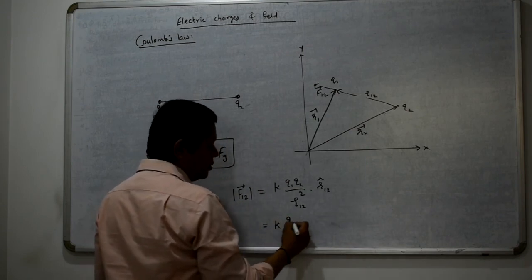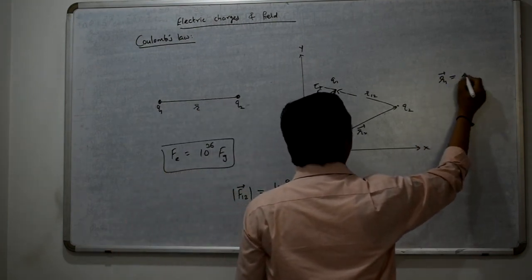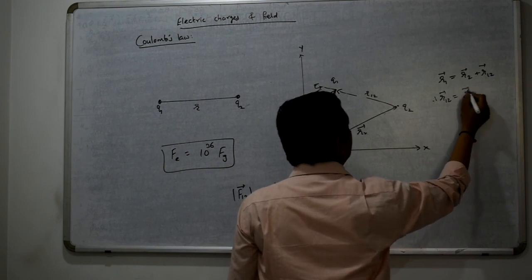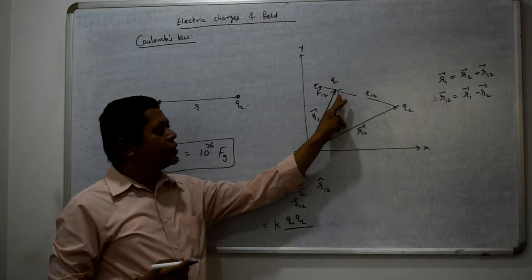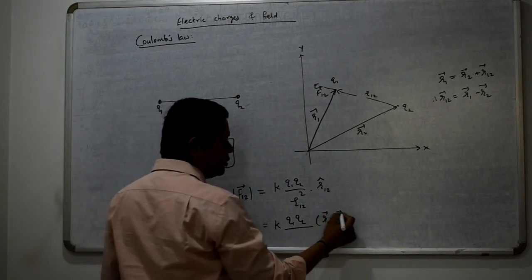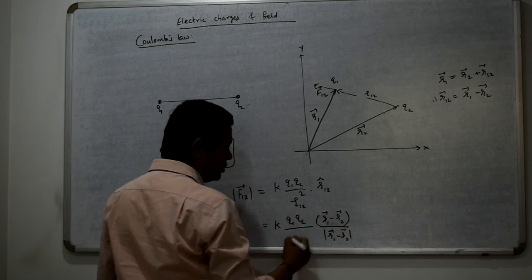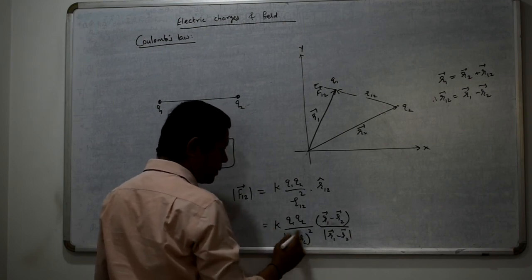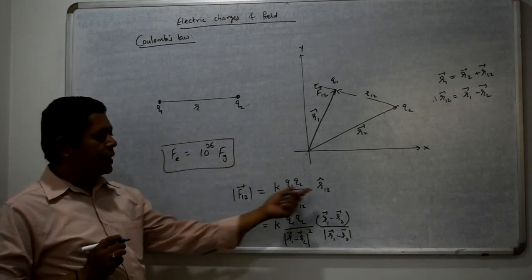So you can write R1 is equal to R2 plus R12. Therefore R12 is equal to R1 minus R2. Or simply you can say the initial position is this, the final position is this, so final minus initial. So it is vector R1 minus R2 divided by its magnitude, the modulus of R1 minus R2. So this is the vector form, magnitude multiplied with unit vector.